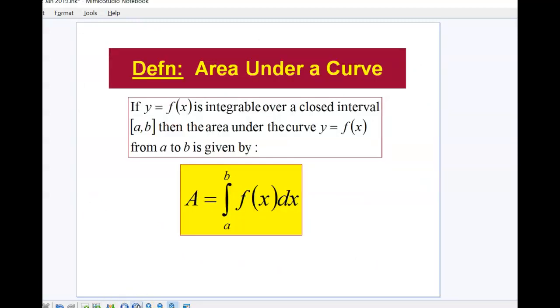Basically the definition of area under a curve: if y equals f of x is an integrable function over a closed interval, then the area under the curve from a to b is given by this integral. So again, this area is simply the integral from a to b of my function.